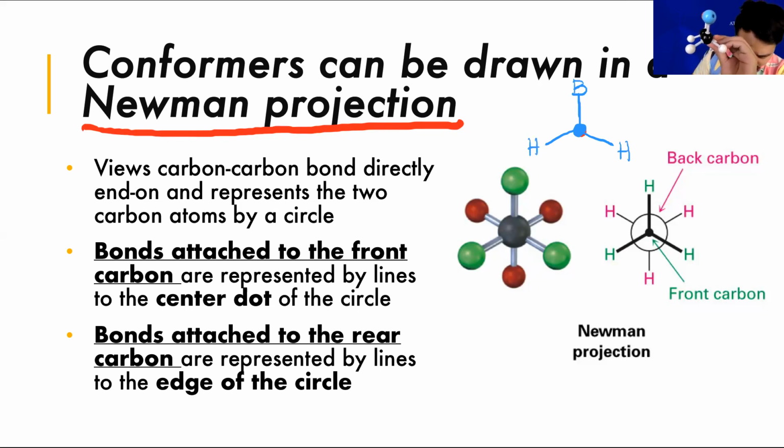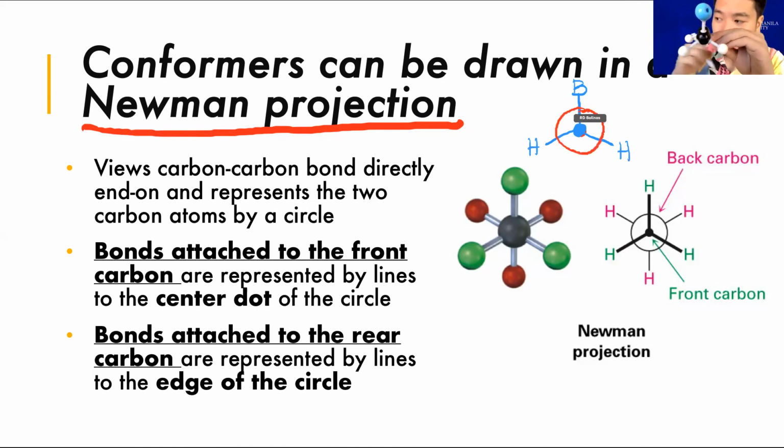Now, sir, what about the carbon in the back? Right now, it's invisible because it's perfectly eclipsed, or you see, it's perfectly hidden by the carbon in the front. So how do we draw the carbon in the back? So in order to escape that, the carbon in the back is drawn as a larger circle that's hollow.